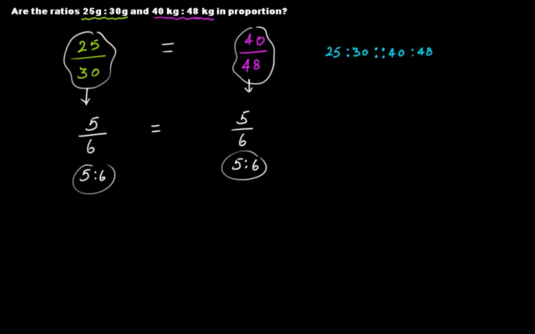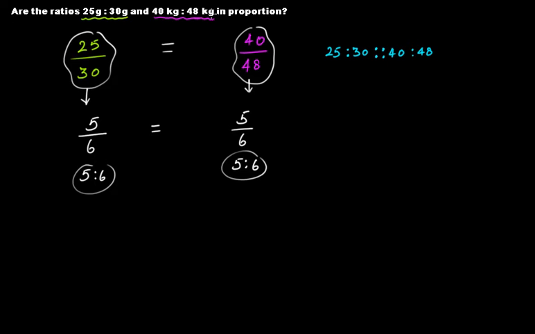Do the ratios 15 centimeter to 2 meter, this is one ratio, and 10 seconds to 3 minutes form a proportion? Now look very carefully. In this case, we have 15 centimeter to 2 meter. If you compare this one with the first example, there we had 25 gram and 30 gram, gram and gram. The units were the same. 40 kilogram and 48 kilogram.